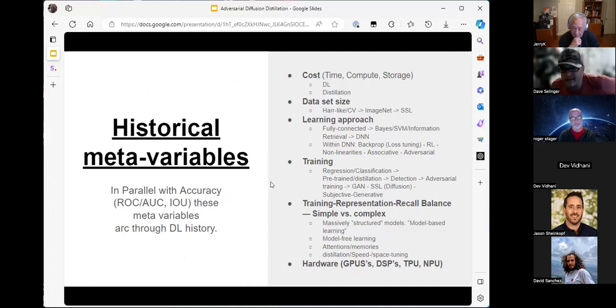Training, representation, recall, balance. This basically can be summarized as sometimes we have really, really big models that had lots and lots of parameters and could describe everything, but they were really hard to train because there were too many parameters. Sometimes we had models that were too small and they would overfit. Sometimes we would have models that needed to have structure to them, like pose estimation, which requires defined joints, for example. And so that'd be a model-based learning. And all of those have gone through cycles where sometimes we're using structured, sometimes we're using unstructured or model-free, sometimes we're using large models, sometimes we're using small models.